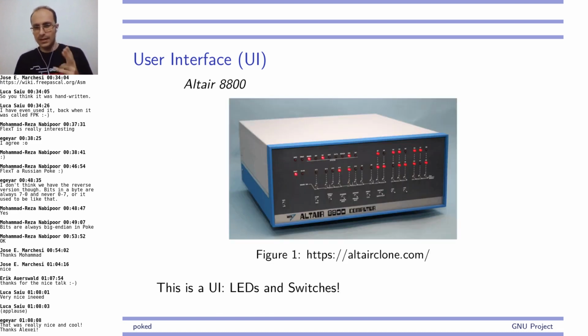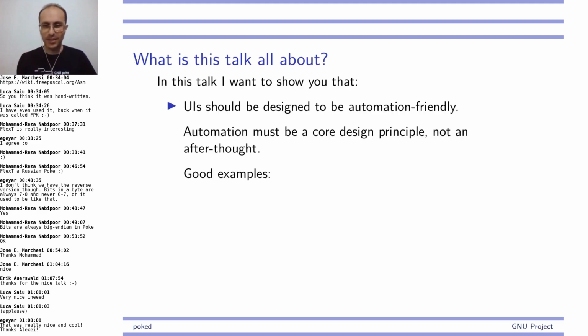So this is the Altair 8800, the first so-called personal computer. This is also a UI and it's a very nice UI because you could possibly manipulate the bits by your hands and see the bits with your naked eyes. It's very interesting, but we are not going to talk about this kind of UI.